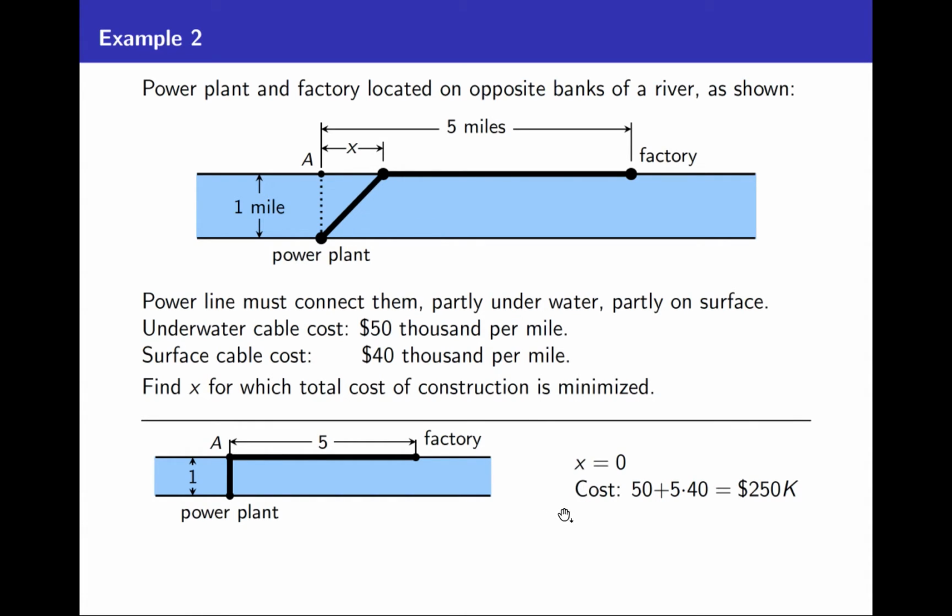Your cost then would be, let's see, the underwater was $50,000 per mile. You only want a mile, so it's $50,000 for underwater, plus 5 miles for the surface cable at a cost of $40,000 per mile. So that's 5 times 40,000, and the total cost is $250,000.